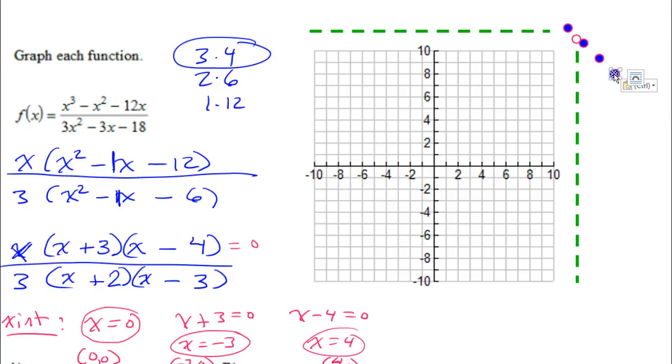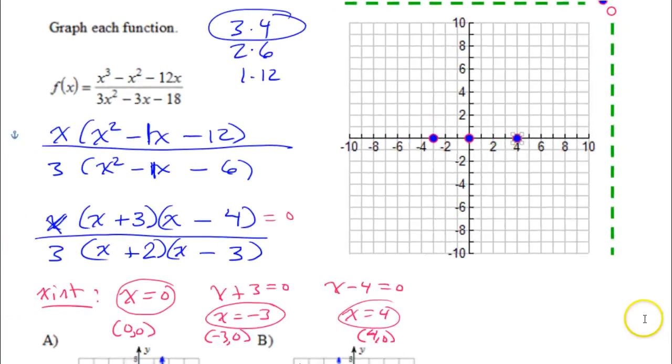Okay, so (0, 0), I'm going to have an x-intercept right here. I'm going to have one at negative 3 and one at positive 4. Okay, so those are the x-intercepts. It's a lot of action going on there.